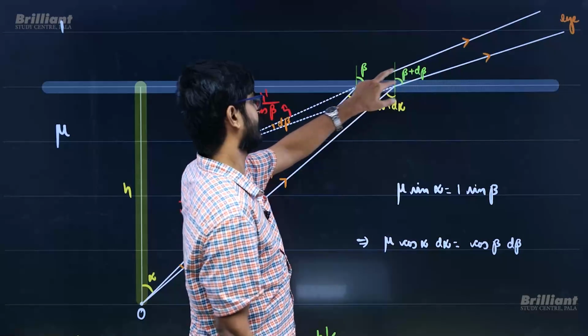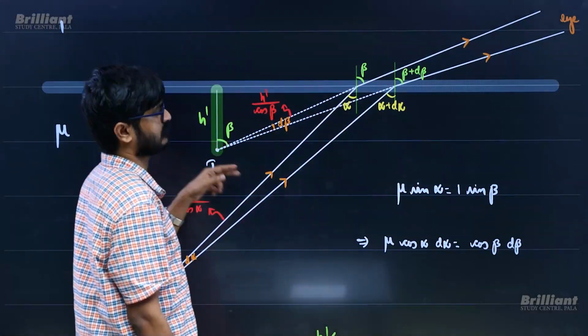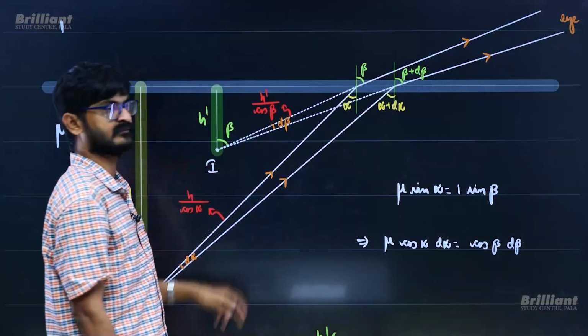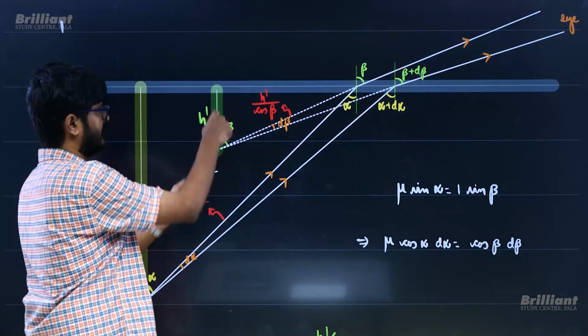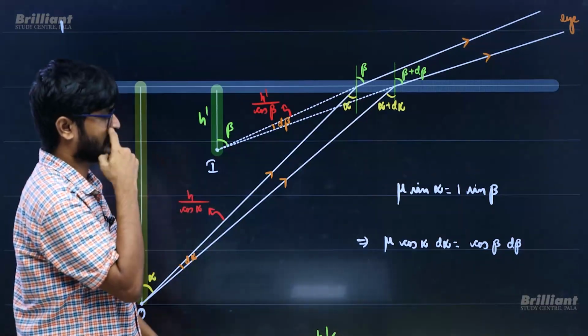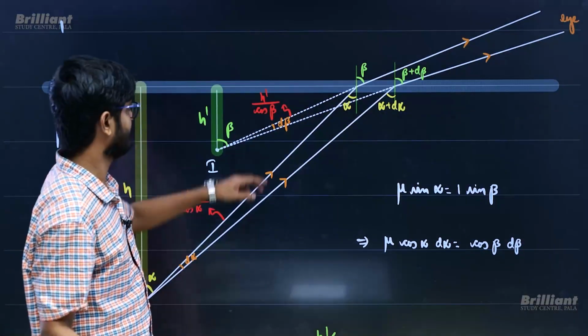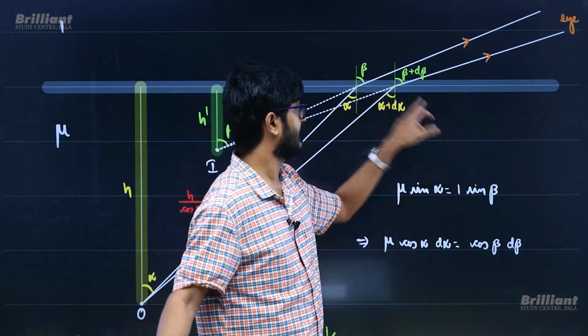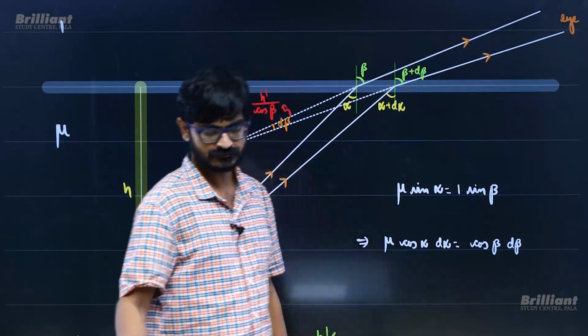Now these two rays, when I extend them, I will be feeling like they are coming from here. So basically if an observer is here, you will be feeling the image is getting formed here. So this is the actual depth and this is the apparent depth. We need to find this by this. Now for that, I will be using Snell's law here first. Mu sin alpha equals 1 sin beta. I will be differentiating on both sides.